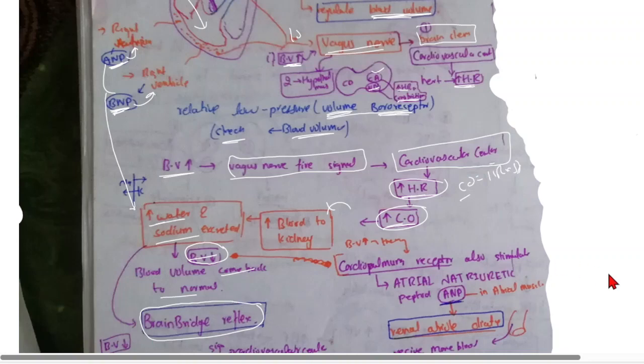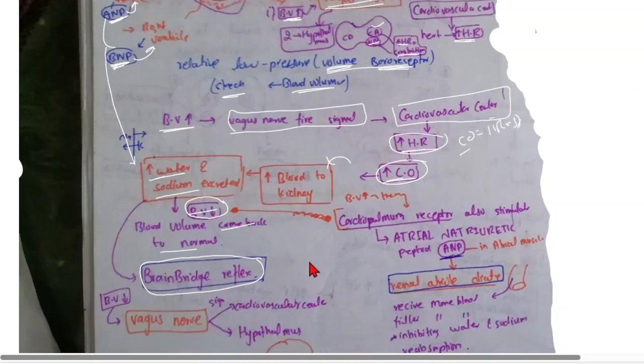This is called the Bainbridge reflex mechanism. Now, another thing is the cardiopulmonary receptors. If blood volume increases, then the cardiopulmonary receptors also stimulate atrial natriuretic peptide. If blood volume increases, one pathway is through the vagus nerve, and it also stimulates the atrial natriuretic peptide, ANP and BNP.